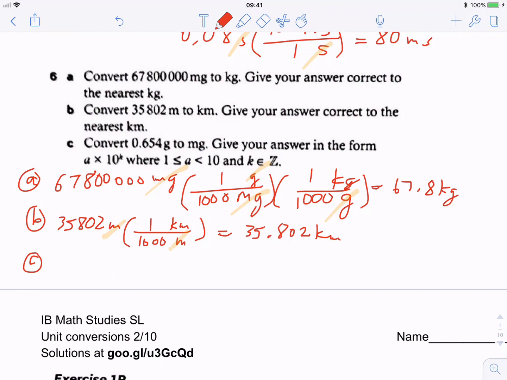Convert 0.654. We're always going to write the initial amount on the left here. Then we multiply it times a domino. The domino needs to cancel out the original unit and replace it with the new unit. We can make a conversion that converts directly between milligrams and grams, so I'm going to do that. There's actually 1,000 milligrams in a gram.